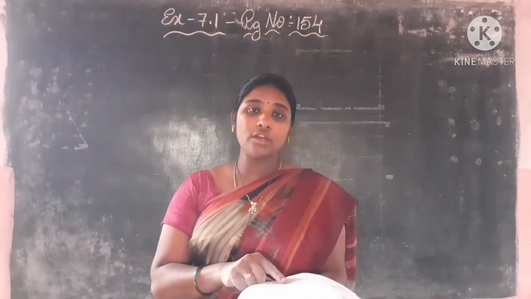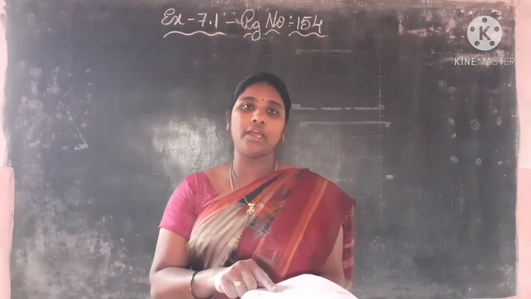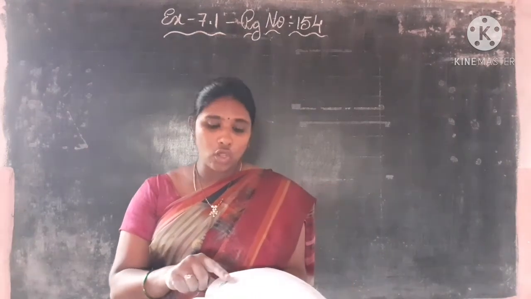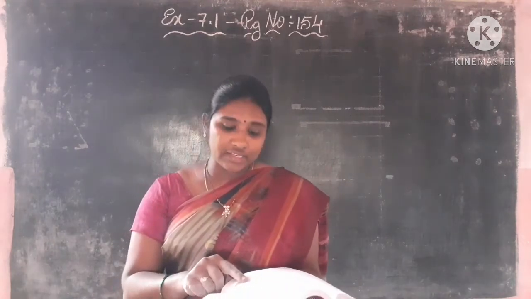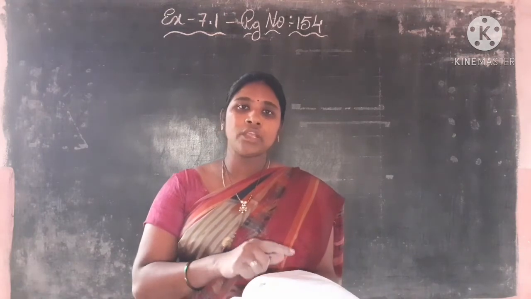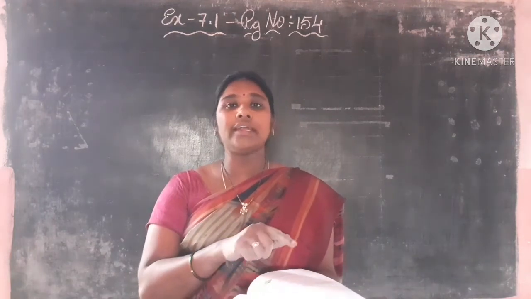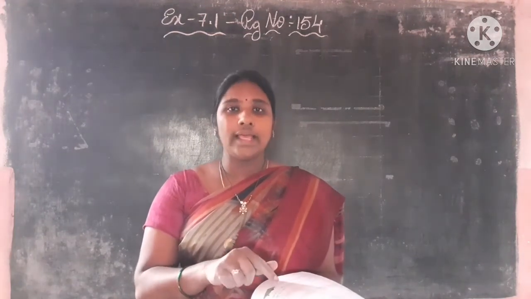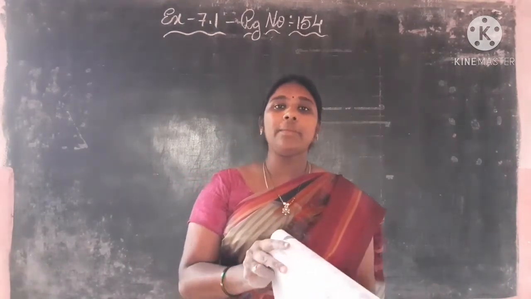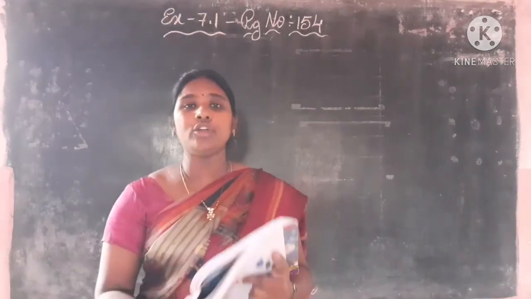Find the perimeter of a rectangular sheet of paper whose length is 27 centimeters and breadth is 23 centimeters. So length is given, breadth is given. What is the formula for that? Perimeter of a rectangle is equal to 2 into (L plus B).